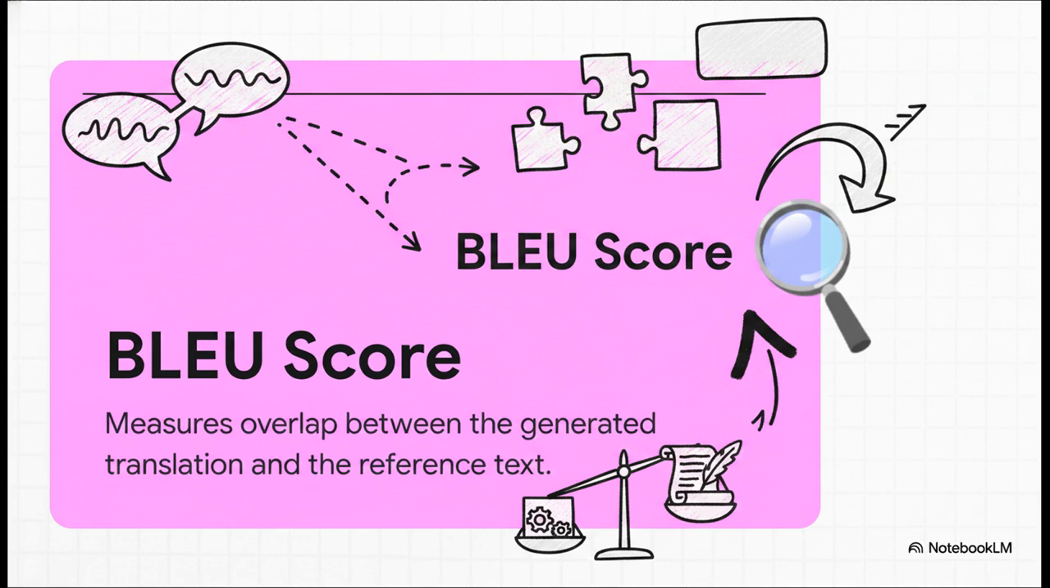BLEU essentially measures the overlap between the machine-generated translation and a pristine human reference text. It looks at phrases and short word sequences, or n-grams, to see if the semantic meaning and flow match up, even if the exact word order varies slightly. It is absolutely the gold standard for evaluating real translation success. Let's look at how this builds our proof.